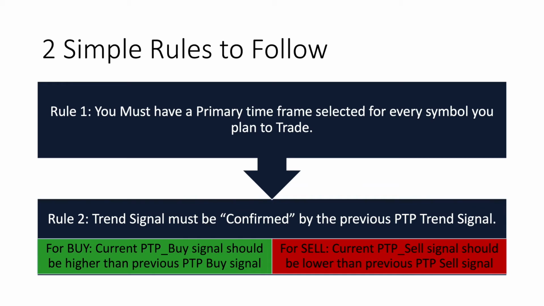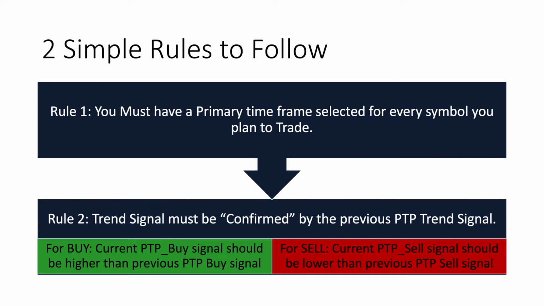Rule 2 is to confirm the trend with the previous signal. For a buy, the current PTP buy signal should be higher than the previous PTP buy signal. For a sell, the current PTP sell signal should be lower than the previous PTP sell signal.